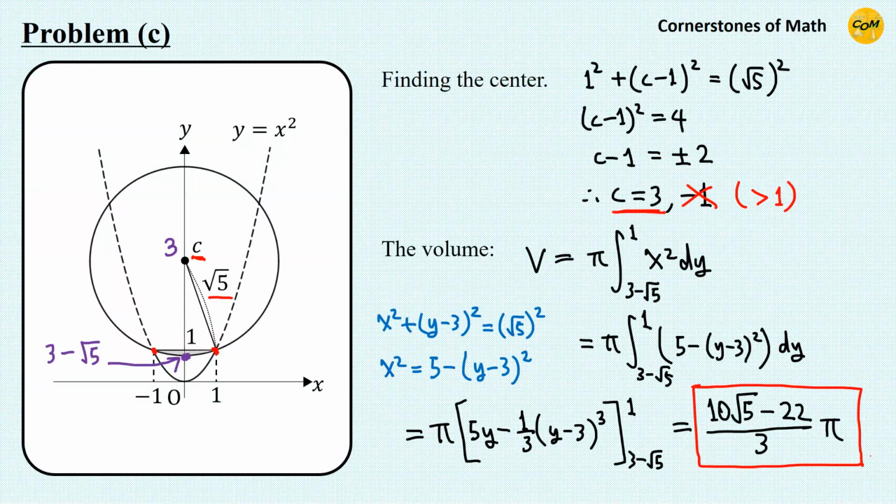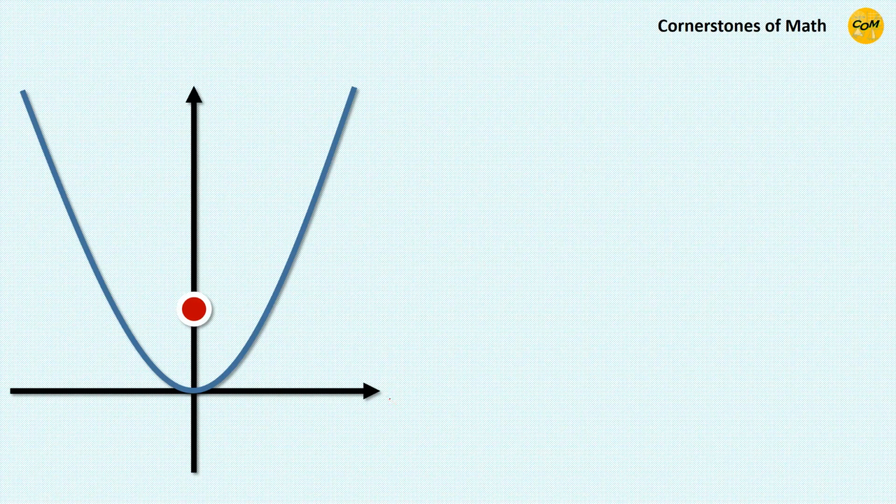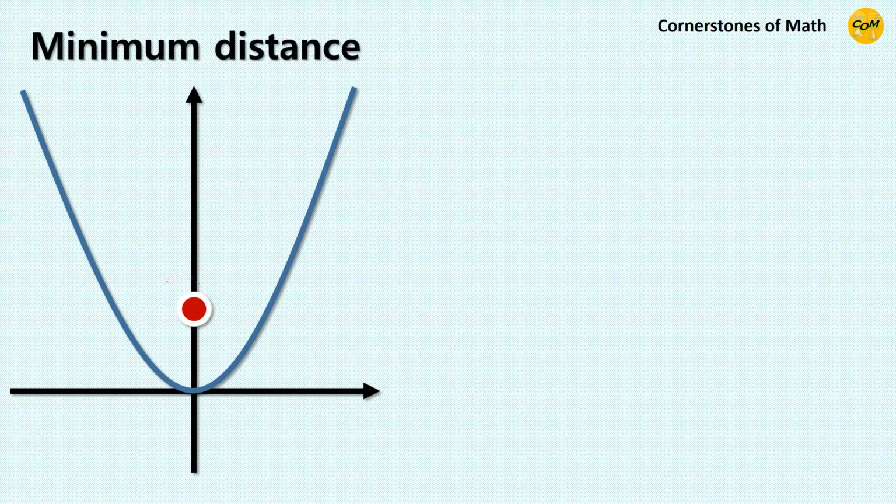If you're interested in this video, consider this problem. So there's a parabola and there's a point located on the y-axis. And we want to find the minimum distance between this point and the parabola. Now, is this the minimum distance? Or is this the minimum distance? Or does that depend on the position of this point?